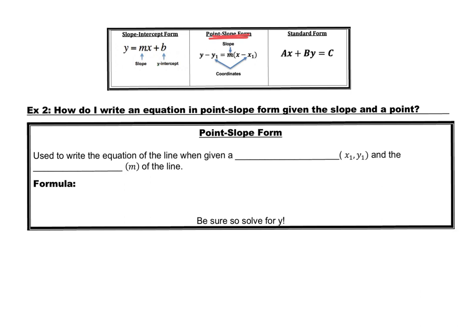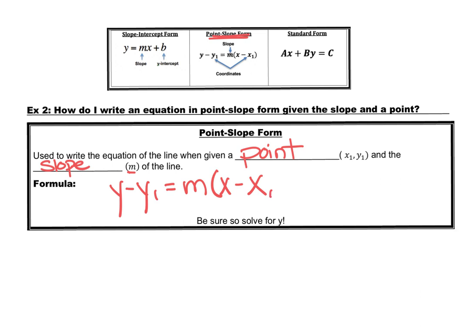So it says the point-slope formula is used to write the equation of the line when given a point, the x1 and y1, and the slope, which is the m, or the slope of the line. So the formula is y minus y1 is equal to the slope, m, times x minus x1.